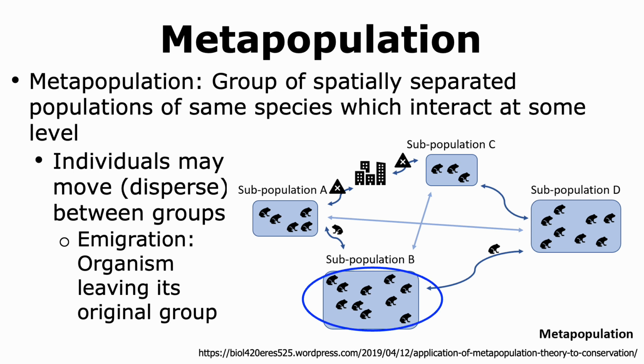Emigration is when an organism leaves its original group. For example, we are able to see a frog leave the subpopulation B, and hence it is emigrating. Immigration and emigration both occur in metapopulations.